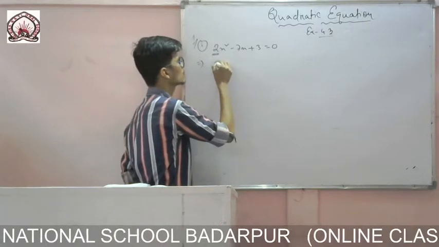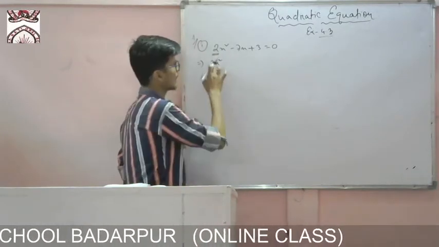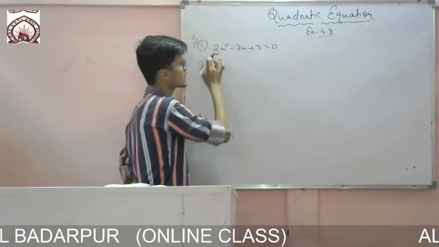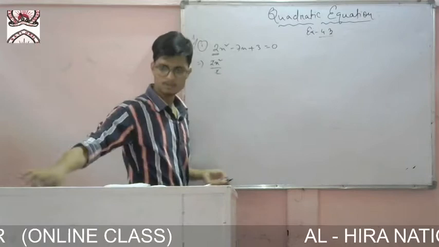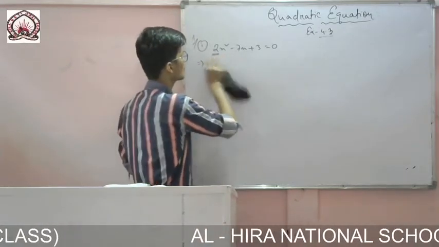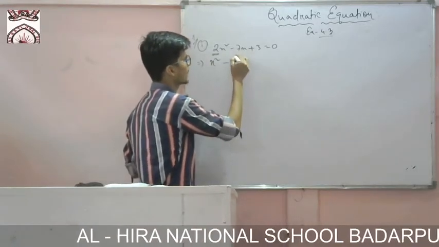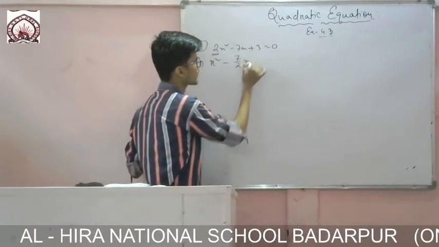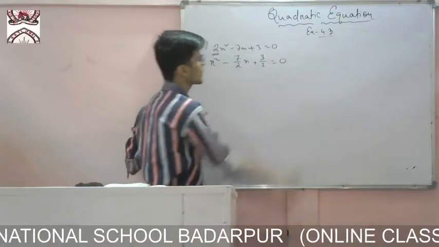If I divide it, it will be x square. I am dividing the whole equation by 2, so if I cancel 2, nothing remains, so rather than writing this one, I will simply write x square. Then the next one, 7 by 2 into x, is divided by 2, so I have to divide this one also.